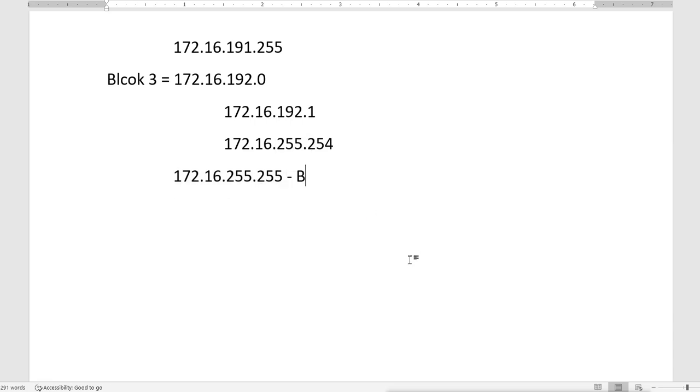So this is what class B is. Now if we want to do it for class A, we can use the same method or the same formula to do the class A IP network or any class B network. We can do the subnetting, and we can use the same formula for that also.